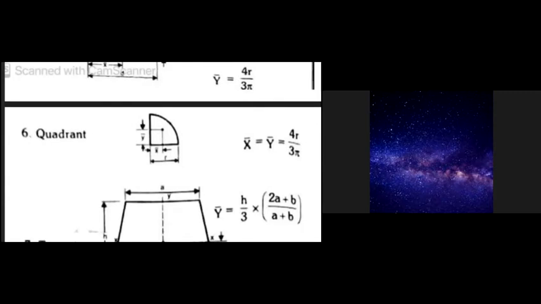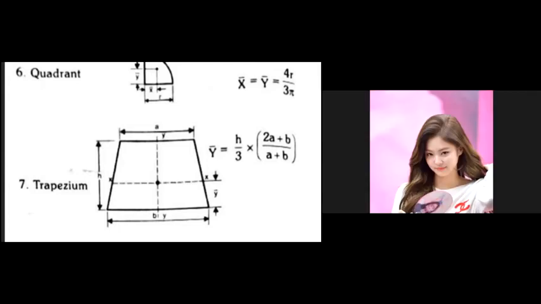If it is a trapezium, it is symmetrical about the y axis. Its x component lies on the center axis itself, and its y component is y bar equal to h by 3 into (2a plus b) by (a plus b), where h is the height of the trapezium, b is the bottom, that is the largest length, and a is the smallest length, the upper side. All these are plane surfaces.